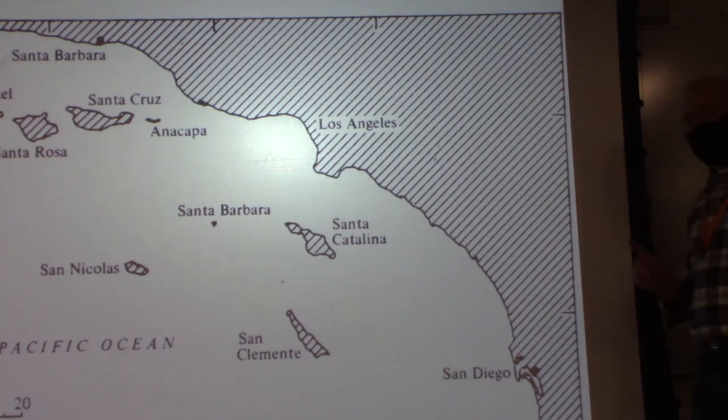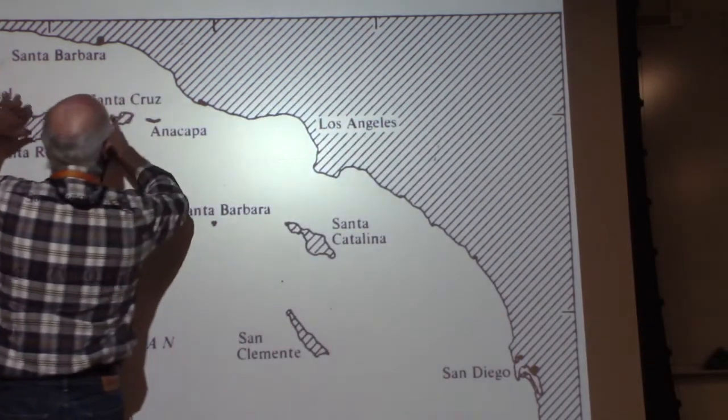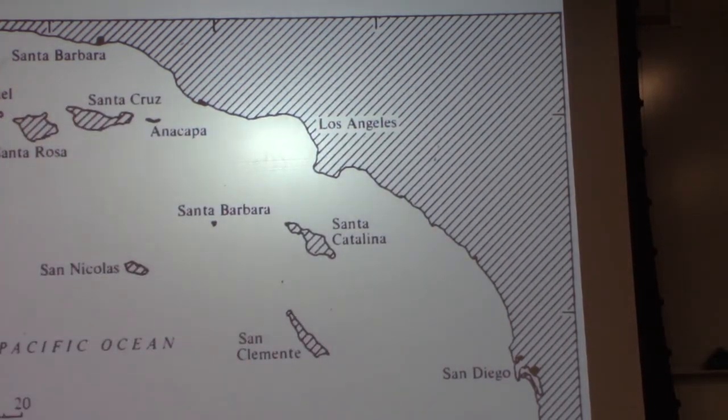And it turns out, this is kind of cool, they've been isolated long enough so that genetically they are distinct. The genetic differences aren't big enough yet to call them different species, but each island has its own subspecies of island fox.